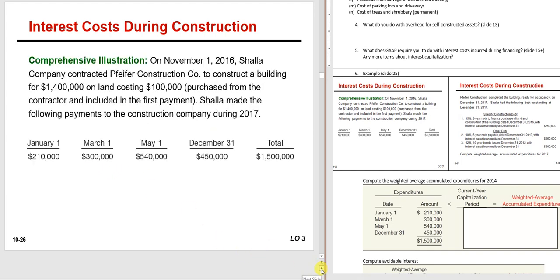Okay, so now the one on your handout. Notice that I paid the contractor to construct a building for 1.4 on land that cost 100. So I have a total of 1.5 million. Notice I'm not going to construct land. So this is important that you know it's 1.4 million for the building and 100,000 on the land. So one question we have to ask ourselves, what do we do with land if it's included in the purchase price? Notice I didn't pay it all at once. I did my construction during 2017, so for an entire year.